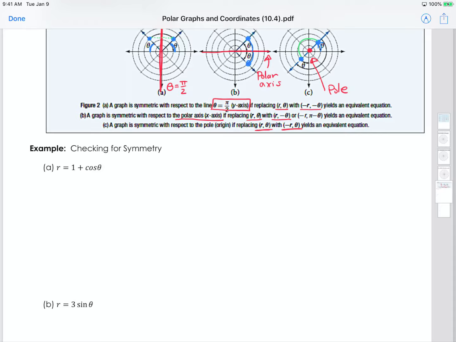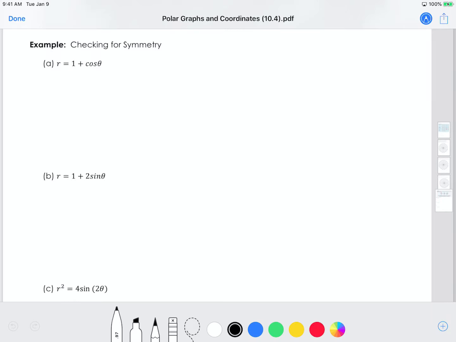Now in the book, in some of the examples they show you, they test for all three symmetries every single example. But what I like to do to minimize extra work that we don't need to do, I like to look at the graph first and narrow it down. So in the first example for checking for symmetry, we've got the equation r is equal to 1 plus cosine theta. So what I like to do is graph it first since I'm a visual person, and rather than do all three tests for symmetry, I narrow it down to the ones that I think I need to check. So when I graph this on my calculator, this is the picture I get.